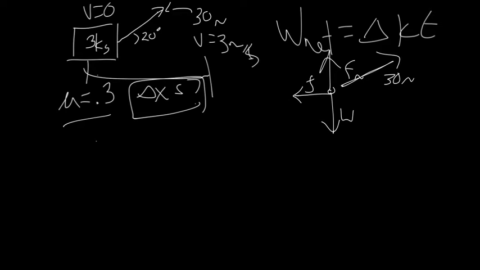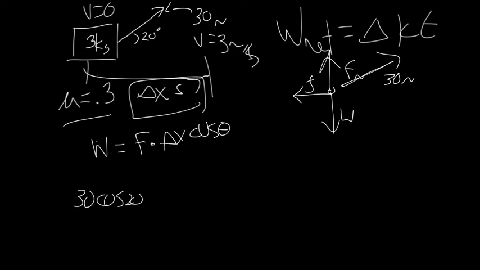So if I want to find the total work done, I'm going to find the work done by each of these forces, remembering that the definition of work is the force times the parallel displacement, or F times delta x times cosine of the angle between them. Okay, so we'll go through each force. We'll start with this pull of 30 newtons. For that one, it's 30 newtons times the cosine of the angle between that and the displacement, which is delta x.